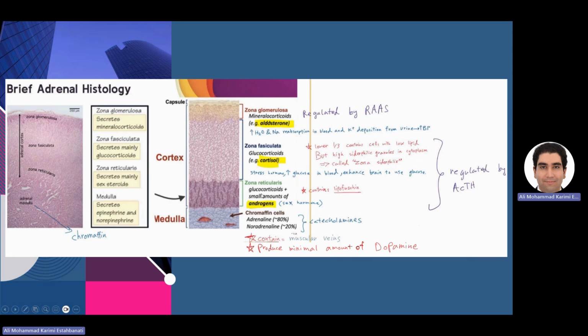Now, the zona reticularis. Guys, before I come here, I need to mention something else for zona fasciculata.